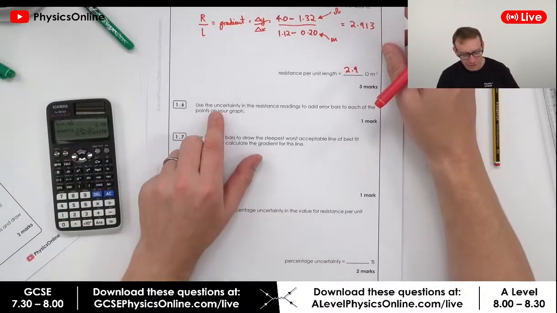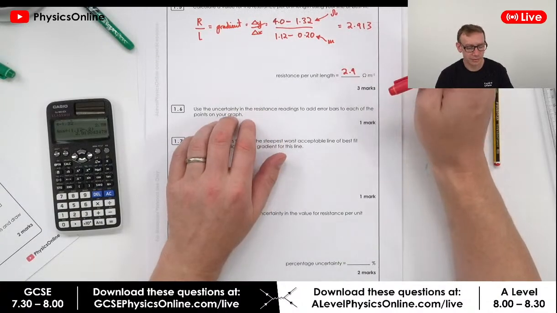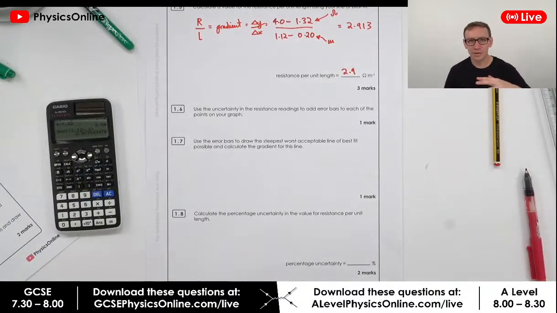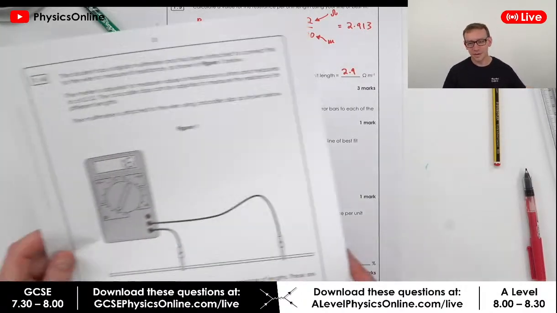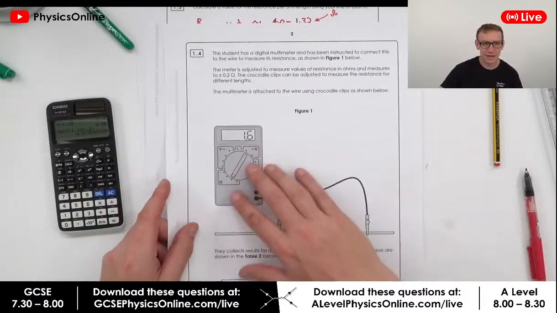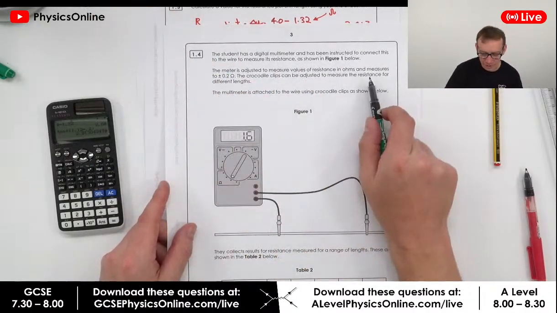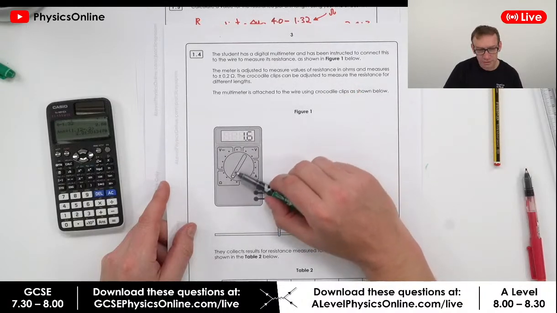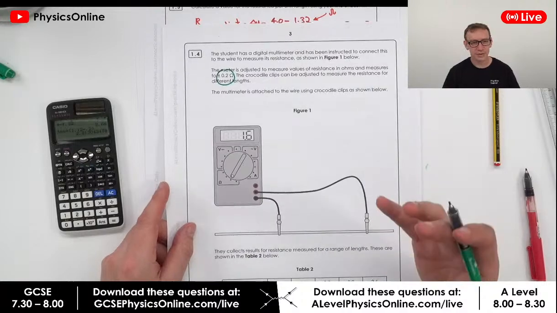Right. Use the uncertainty and the resistance readings to add error bars to each of the points on your graph. Now, the thing that gets a lot of students confused when it comes to the practical questions, especially the AQA paper 3A, and of course there will be equivalent OCR questions, is there's so much text to read and you have to work out where is important. It does say over here that the ohmmeter on this multimeter measures to the nearest 0.2 of an ohm if we want to measure the resistance.